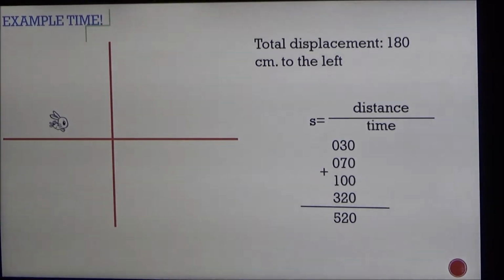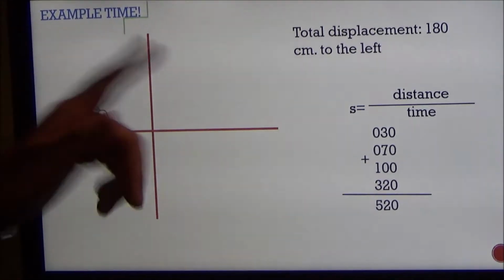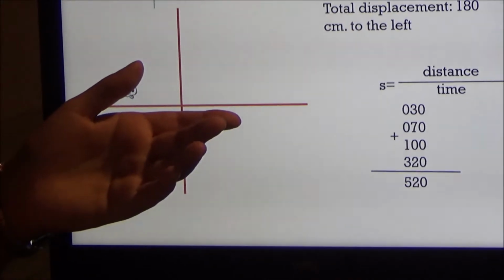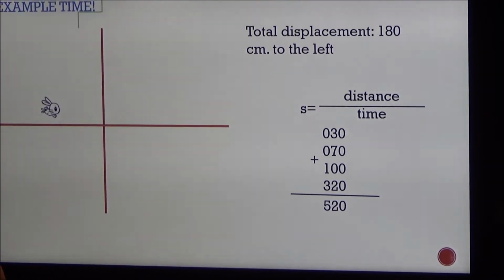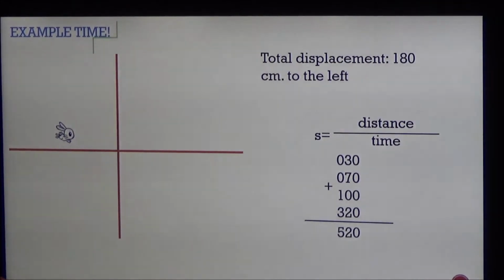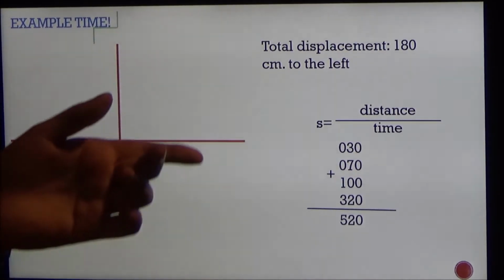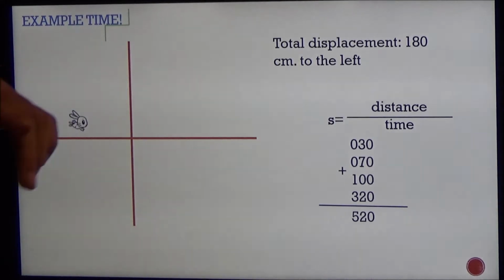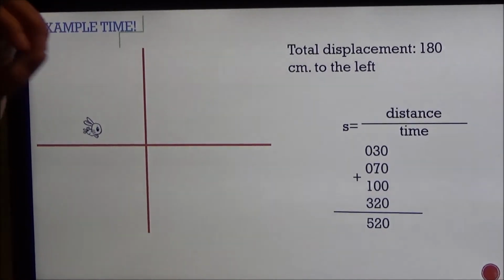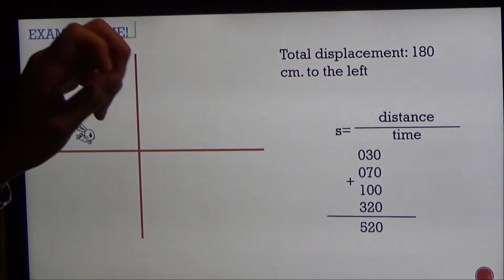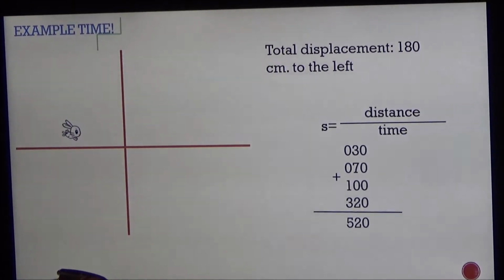So, this is the distance, but why? We have to sum every centimeter that the rabbit moved. Okay, so it will be 3 plus 70 plus 100 plus 320. The answer is 530.